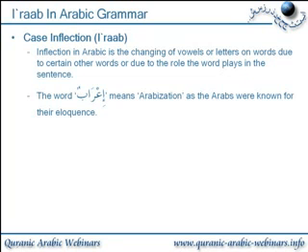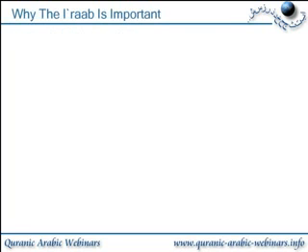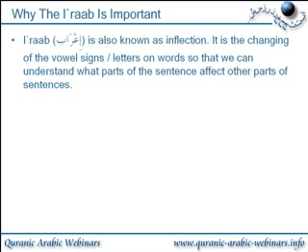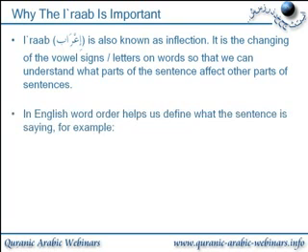The word i'rab means Arabization, as the Arabs were known for their eloquence. So essentially, in order to identify the case or the state of a noun, the way they do it is through this thing called i'rab, which is the changing of the signs on letters, or maybe even adding extra letters onto certain words. So why is this i'rab important? The i'rab is also known as inflection. It is the changing of the vowel signs or letters on words so that we can understand what parts of the sentence affect other parts of sentences. So some examples will help us to explain this on the next slide.